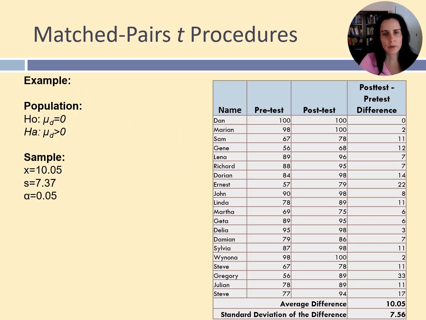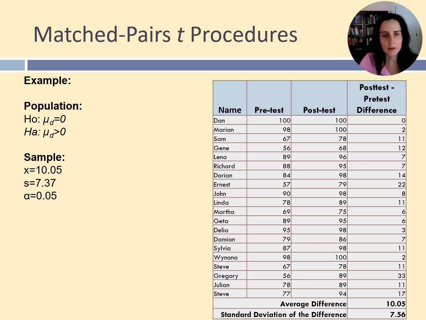This is an example of paired data. We have a sample of 20 students, and for each student, we recorded the score on a pre-test, which of course preceded instruction, and the post-test, which was administered after instruction was delivered. Each pair consists of the pre-test score and the post-test score for the same student. What we're interested in here is to determine whether there is a significant improvement from pre-test to post-test.